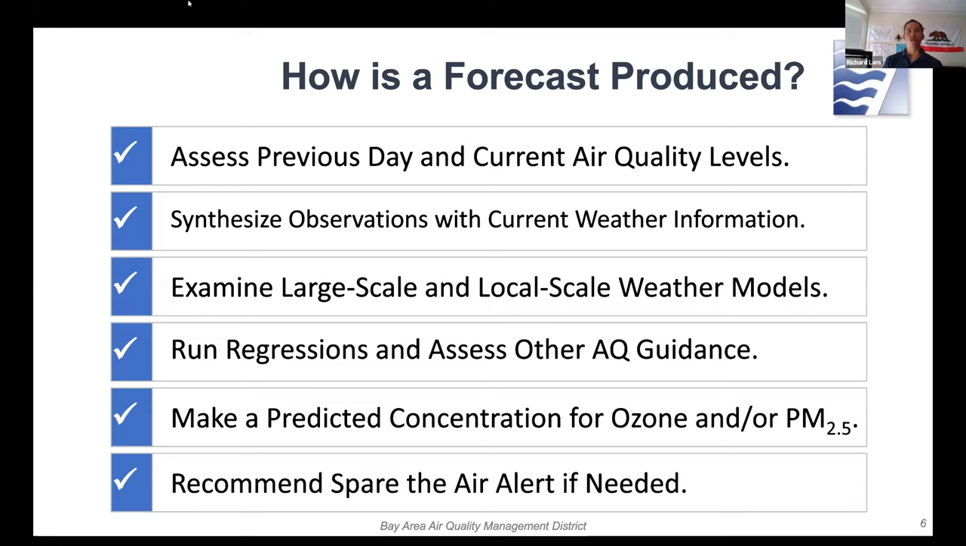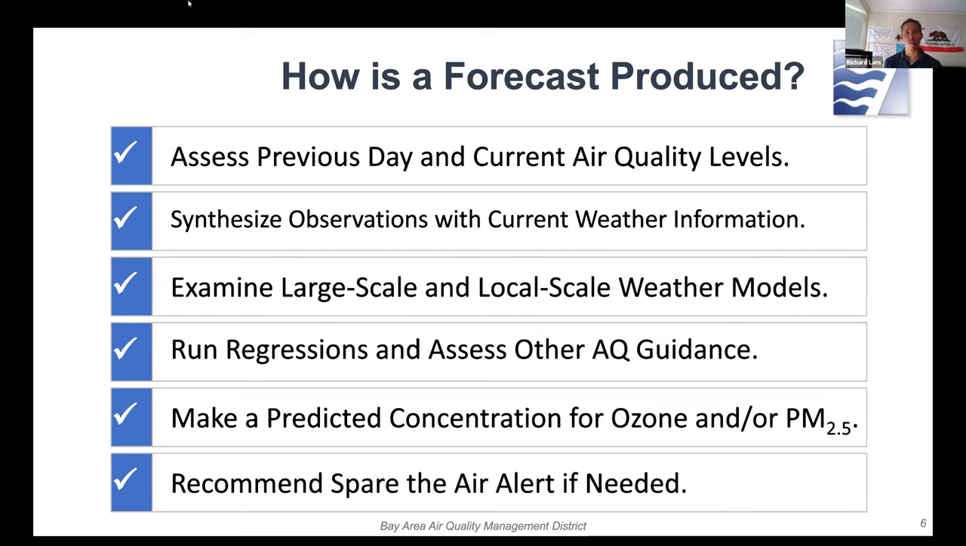And then we have weather models, large scale, covering the entire North America or the world. And then we have local scale weather models that focus on the Bay Area or Northern California. Once we get all that information, then we have equations, we put in numbers, and then it will spit out how much air pollution we think the Bay Area will be seeing. And then we will make a forecast on how much ozone and how much PM2.5, which means particulate matter.